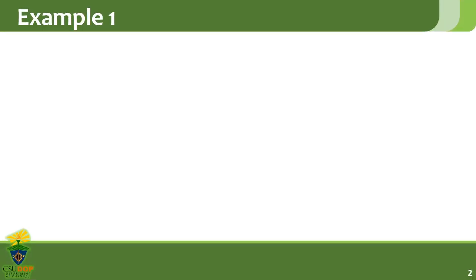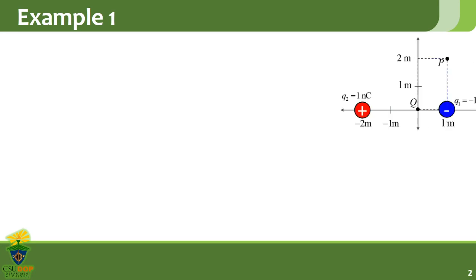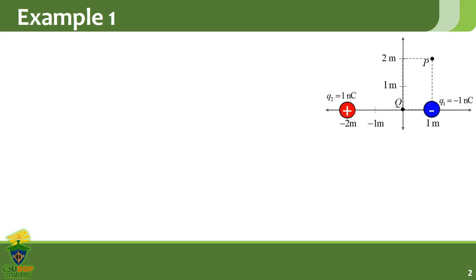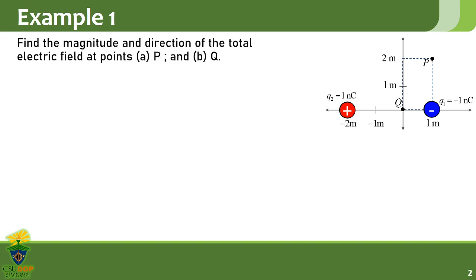Our first example is an electric field calculation. We have 2 point charges, as shown in this figure. We are then asked to find the magnitude and direction of the total electric fields at points P and Q. For the first problem, the electric field at point P will be due to the charges Q1 and Q2.